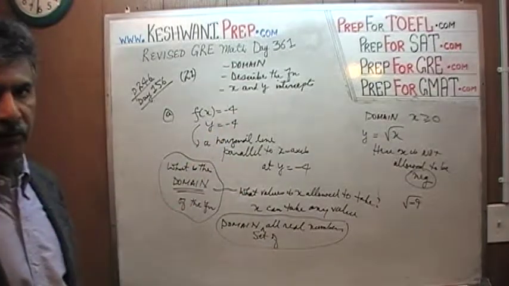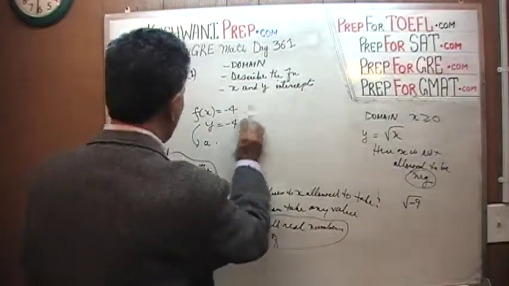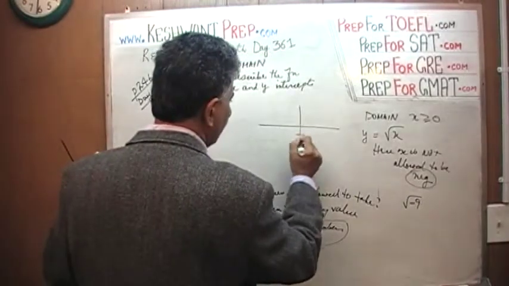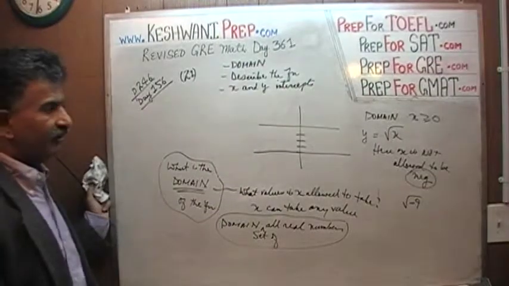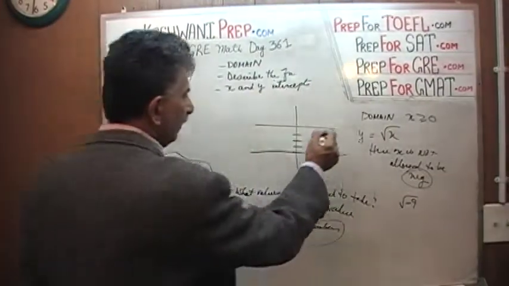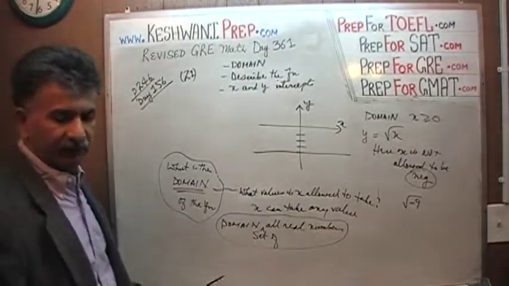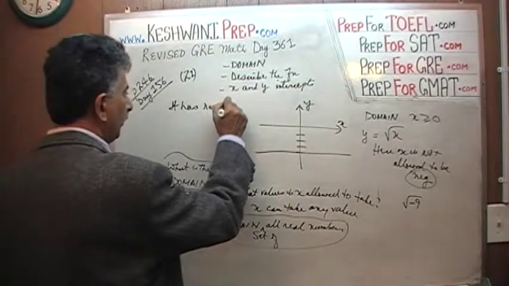Let's talk about the y-intercept and x-intercept very quickly. So here is our function, 1, 2, 3, 4. This is where our line is. What is the x-intercept of this function? Where does this line cut the x-axis? The answer is, it has no x-intercept.